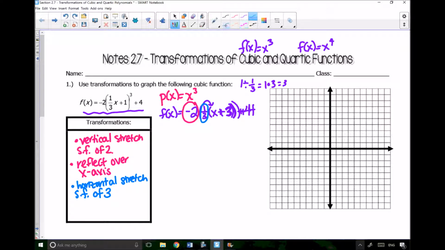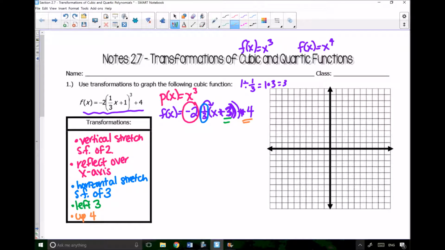Okay, and then we have this 3 right here. This 3 is telling us that we're going to the left 3, and then we have, sorry about this, this should say plus 4 right here. So we've got plus 4 right here. This 4 is telling us that we are going up 4. Okay, so now that I've done all that, I've identified what my transformations are.